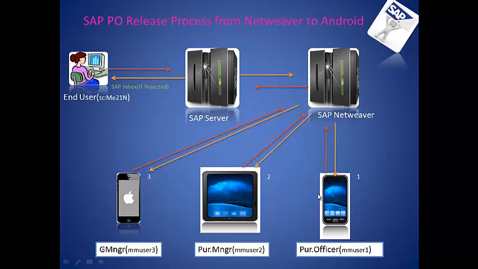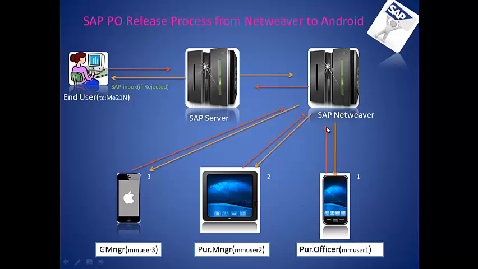In this scenario, I have taken the reporting officer at level 1 as the purchasing officer, and user1 is a user ID in the SAP server as well as in the app. If he or she approves or rejects a PO, that gets updated in the server through SAP NetWeaver by means of RFCs. So let us see this in practical now.